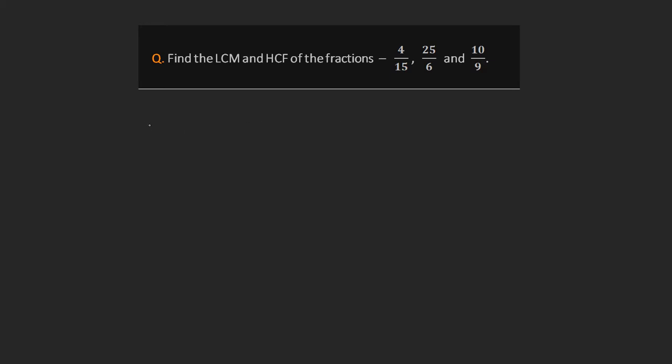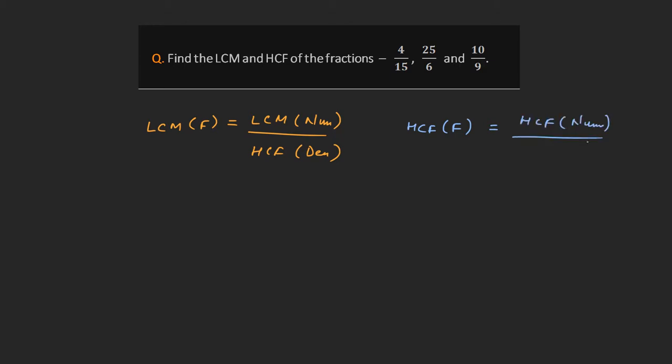So let me write them for you. The formula for the LCM of fractions is the LCM of the numerators over the HCF of the denominators, and the HCF of fractions equals HCF of numerators over LCM of denominators. So when you're finding the LCM, LCM is on top and HCF is at the bottom, and when you're finding the HCF, HCF is at the top and LCM is at the bottom.